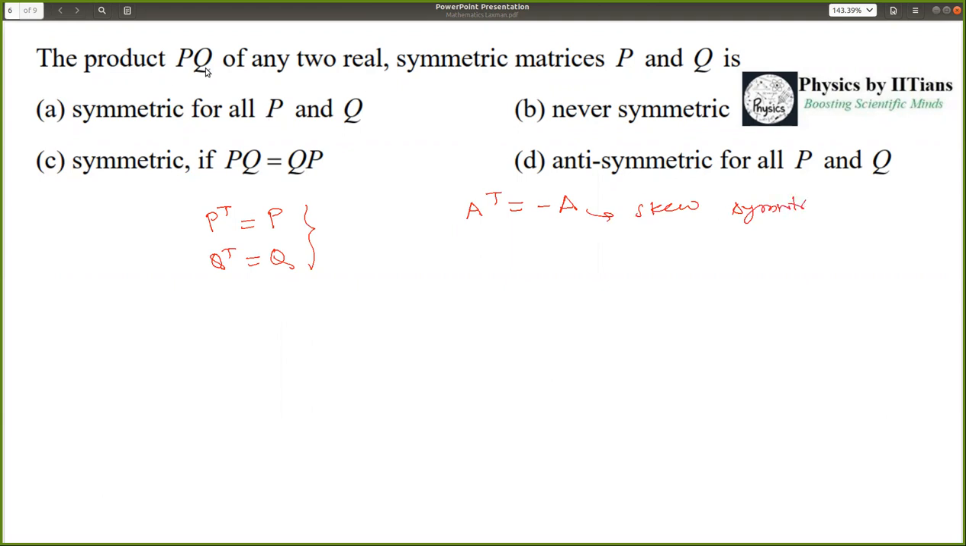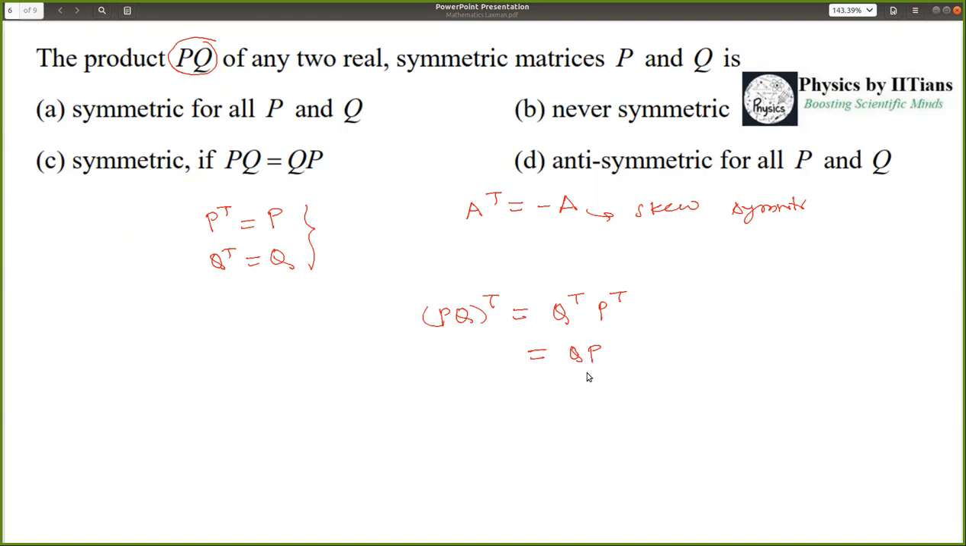So we have to check this PQ. Suppose this is PQ and you take the transpose. The properties of transpose say that if the product is there, you will just change the order. So it will be equal to Q transpose times P transpose. And the Q transpose is equal to Q here, and also P transpose is equal to P here. So the PQ transpose is equal to QP.